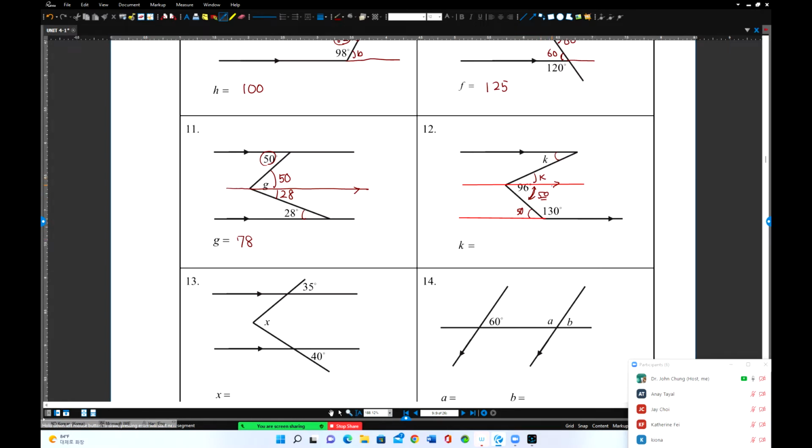So this angle K and the 50 is equal to 96. So K plus 50 is equal to what? The sum of these two angles is 96. Minus 50 together, what value of K? Take off 50. K equals what? 46. Okay? K equals 46 is the answer.